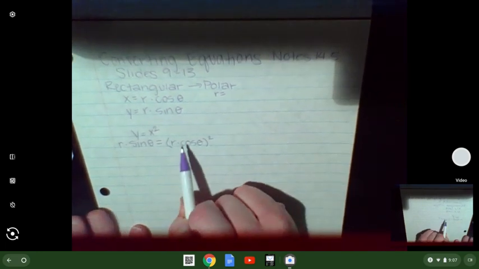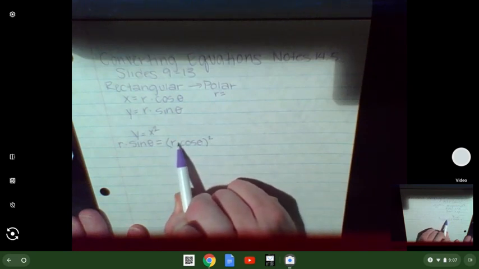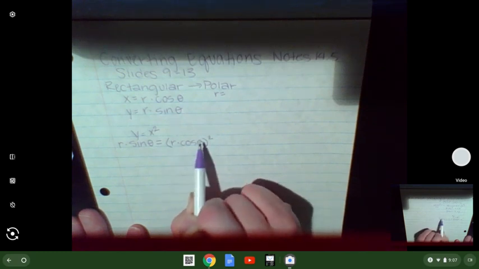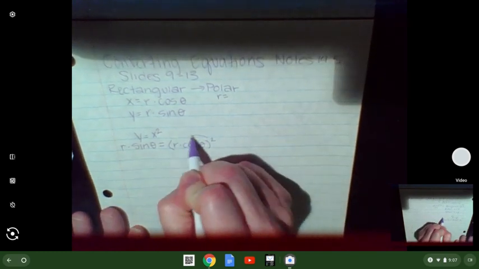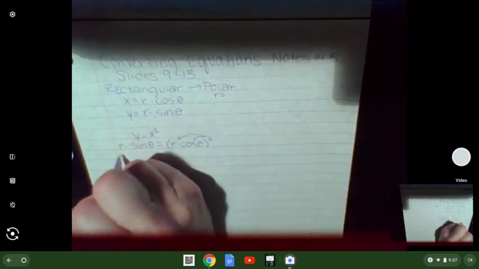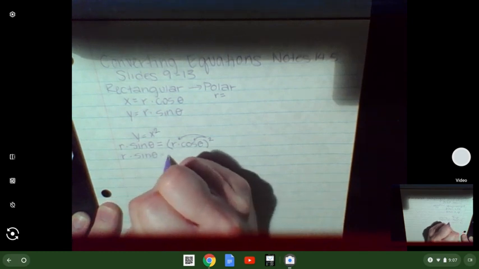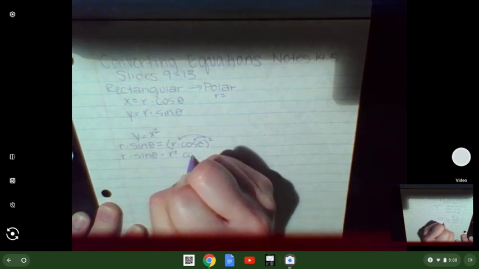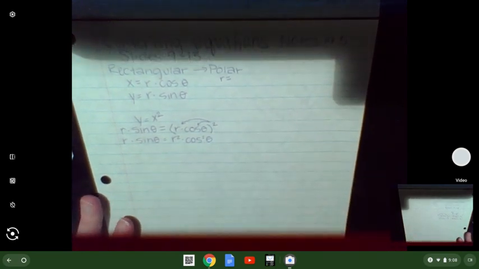So the first thing I notice, if I want to get this to say r equals, is that I have parentheses here. Now this is a times in here, so I don't need to worry about FOIL. I only have to worry about FOIL when I'm squaring something with a plus or a minus. With a times, I just need to make sure I do r times cosine times r times cosine, or in this case, I can distribute that exponent. So I have r times sine of theta on the left side equals r squared times cosine squared theta on the right. And again, our goal is to get this in the form of r equals.